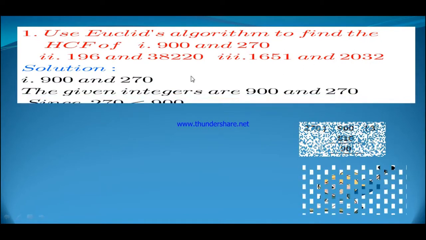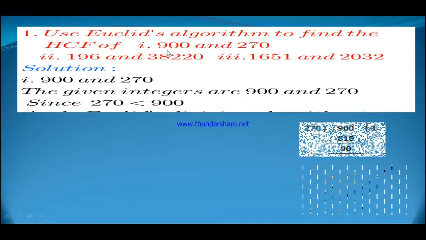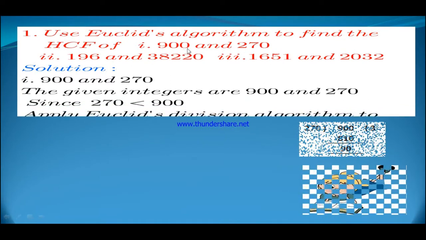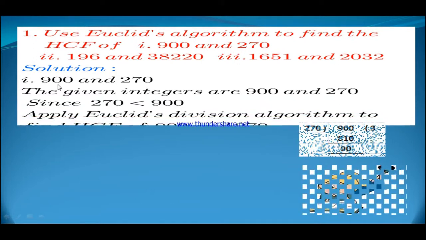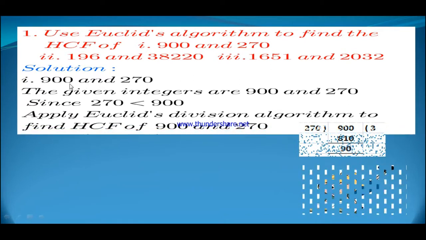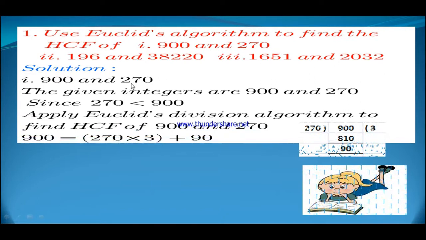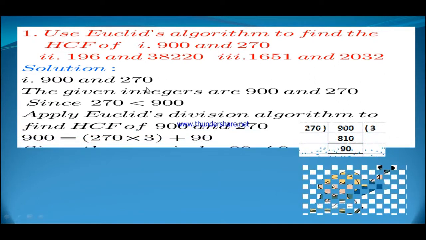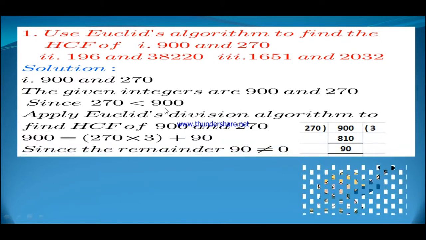Now let us solve the first bit. What are the integers given in the first question? 900 is one integer, 270 is the second integer. Among these two integers, which is the smallest integer? 270 is the smallest integer. Therefore, 270 is less than 900.